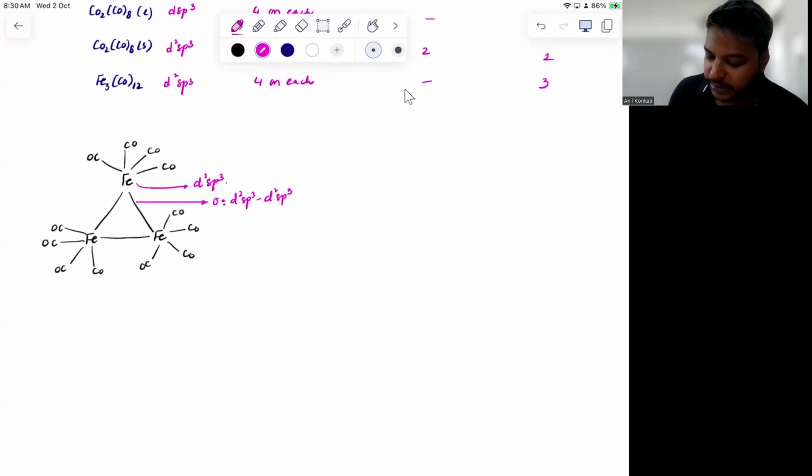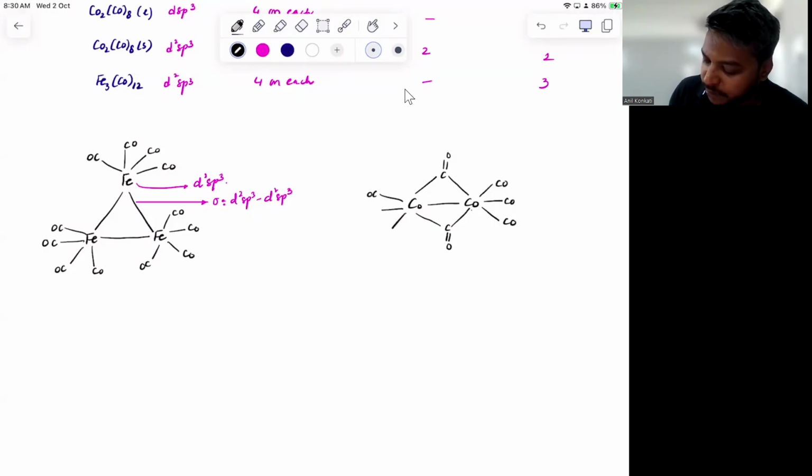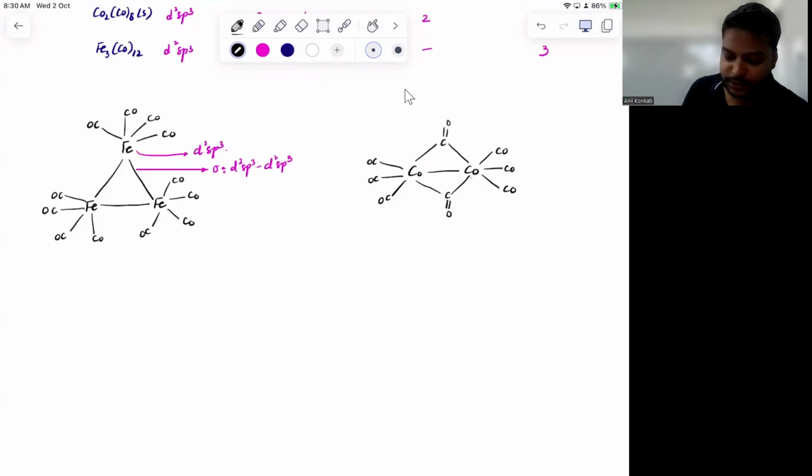Right, next. Let's see Co2(CO)8 solid. So we have cobalt. Cobalt will have one bond here. Then we will have C double bond O, which is a bridged form. Another C double bond O, one more bridged form. Rest all three will be carbon monoxides here, like this. We'll have three carbon monoxides. Done. So that would be the next form, which is in a solid state.